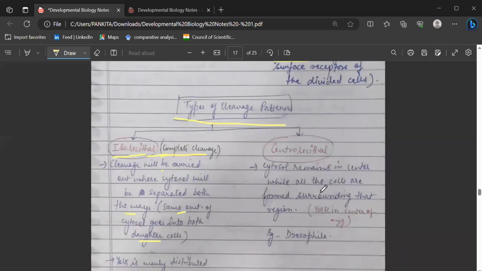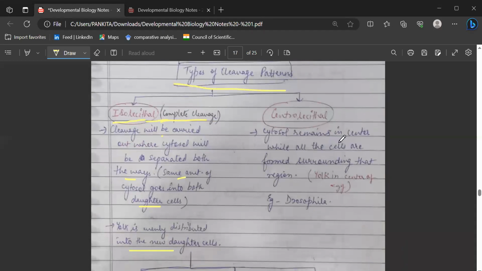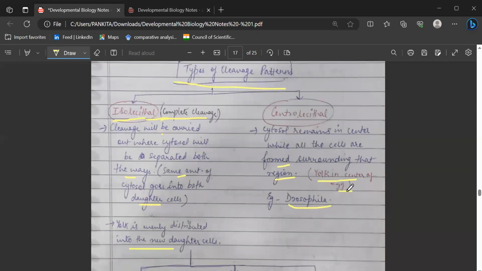The second one is the centrolecithal cleavage, in which the cytosol remains in the center and all the cells are formed surrounding the region. An example is Drosophila. In this case, yolk is present in the center of the egg.